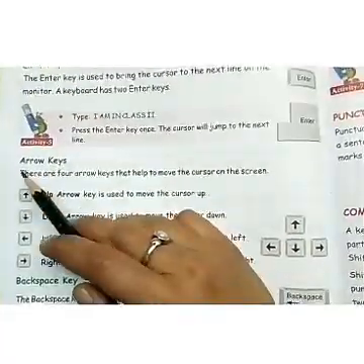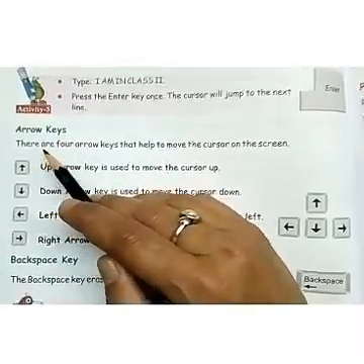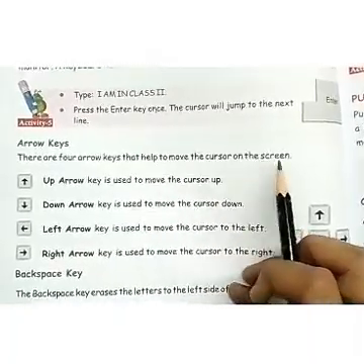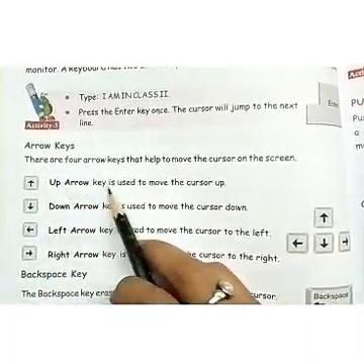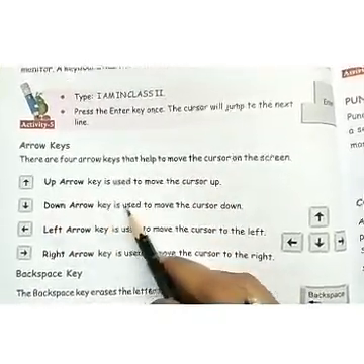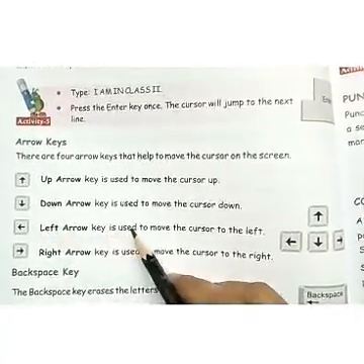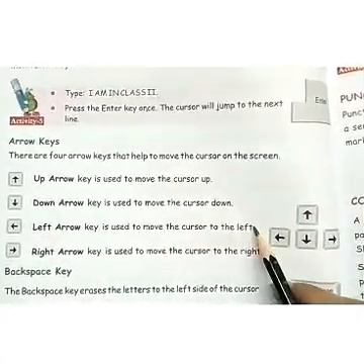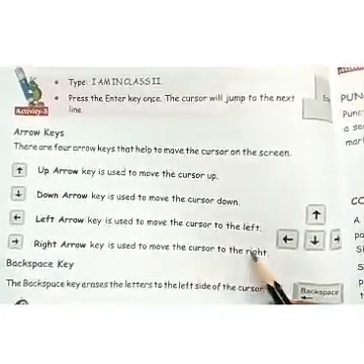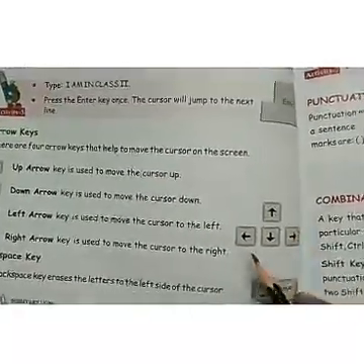Now let's learn about the next type of keys, which are arrow keys. There are 4 arrow keys that help to move the cursor on the screen. Up arrow key is used to move the cursor up. Down arrow key is used to move the cursor down. Left arrow key is used to move the cursor to the left side, and the right arrow key is used to move the cursor to the right side. So these are the 4 arrow keys on the keyboard.